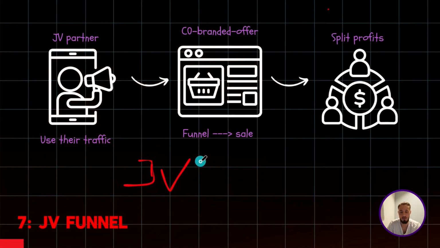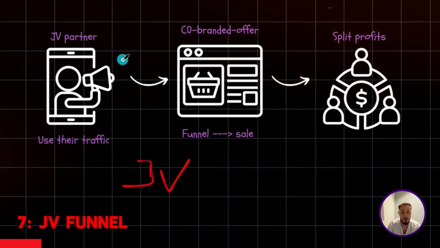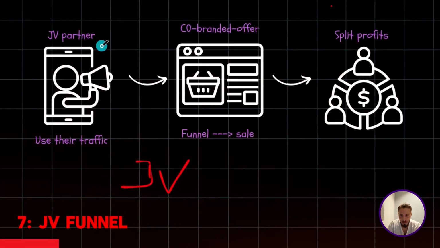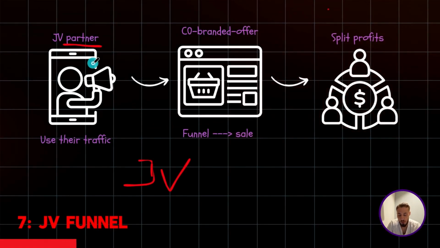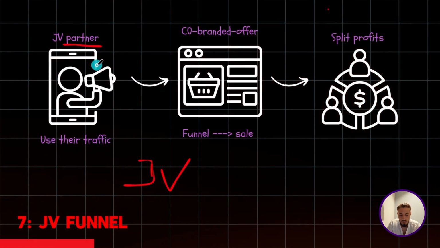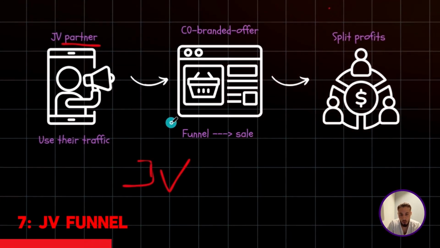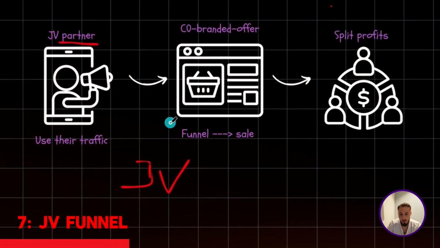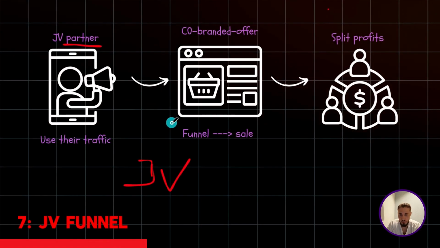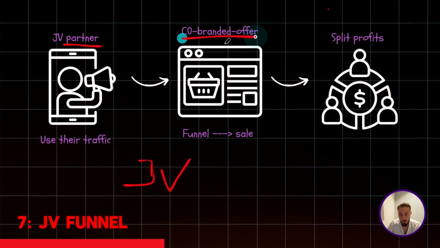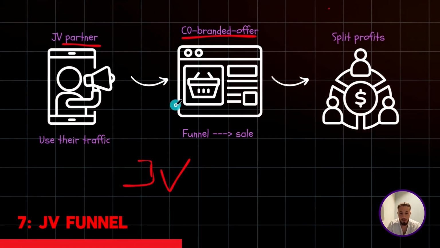Next, we have the JV funnel, or the joint venture funnel. And this one is one of my favorite methods to implement because you can use it with almost any funnel. What this funnel does is basically leverage partnerships to reach a larger audience without spending millions on ads. So what you do is you find a partner with an existing audience that overlaps with yours. For example, if you're a fitness coach, you might partner with a nutritionist or a supplement company. Then you create a co-branded offer. This could be a webinar, workshop, or a special bundle.